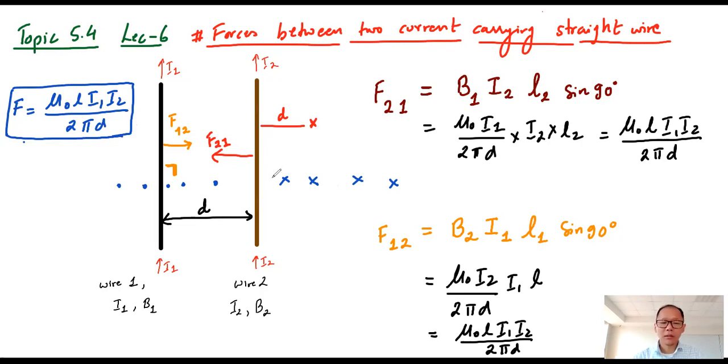Now, likewise, we can also show that if the current is flowing in the opposite direction, then the wires tend to repel each other. So I leave that as an assignment for you all to verify. Okay, the analysis is very similar to what we have done here. And if you have any questions, we can discuss in the class.